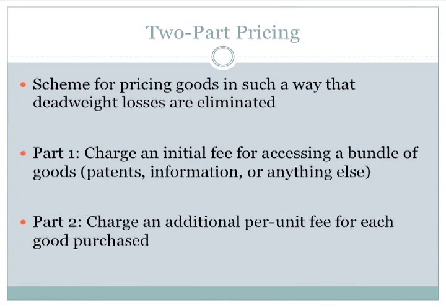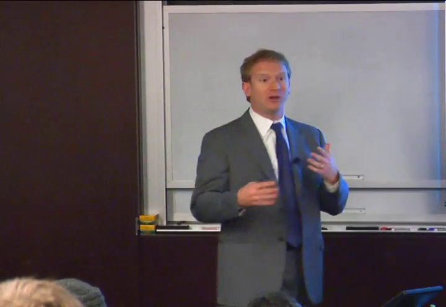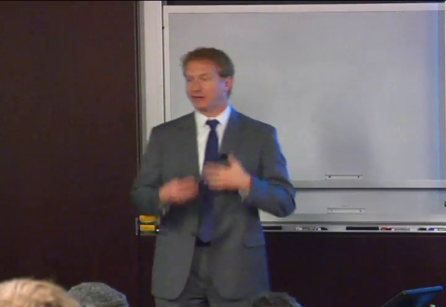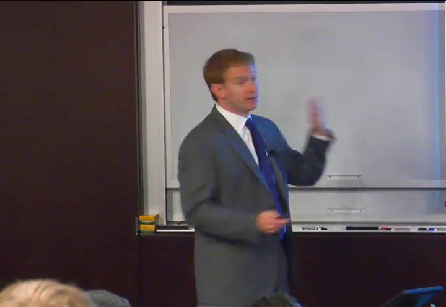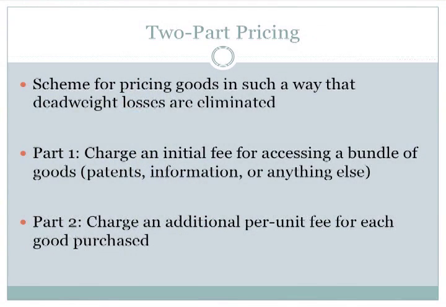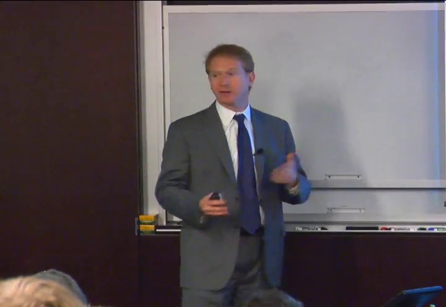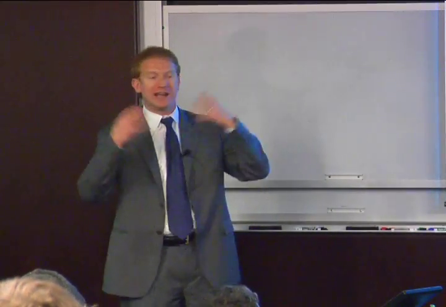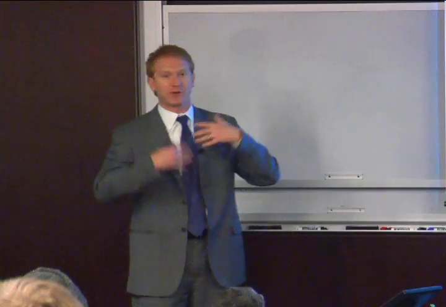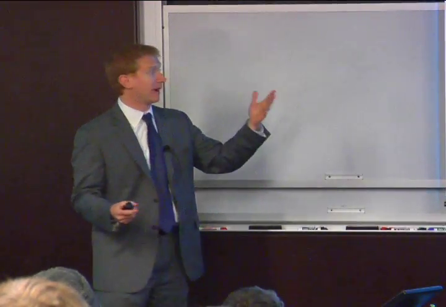Remember that deadweight losses are caused because the monopolist wants to set prices at such a high level that there are going to be some people who are priced out of the market. Some folks just can't afford the iPhone. So how does two-part pricing work? Step one is you charge an initial fee for getting access to a bundle of stuff. In theory, two-part pricing could be about anything, right? It could be two-part pricing of nuts and bolts, patent rights, or cars. It just matters that we're bundling a lot of things together and you're getting access to that pool of bundled things. Here we're talking about patent rights.